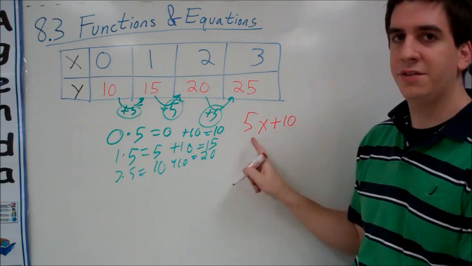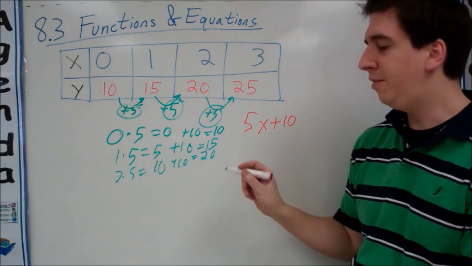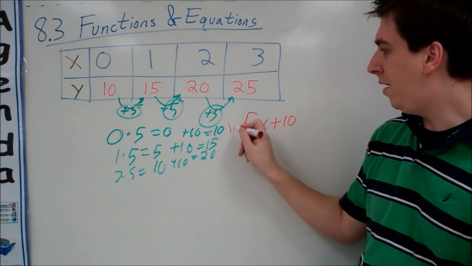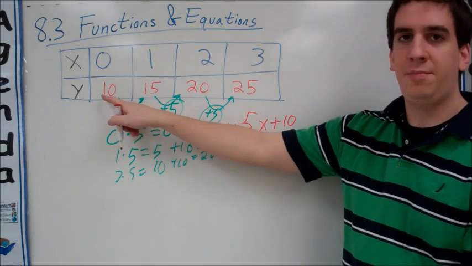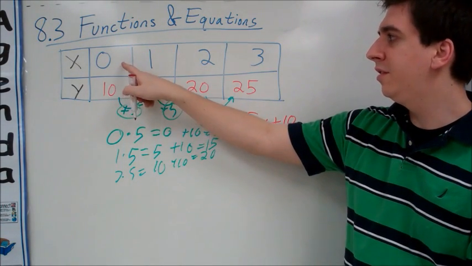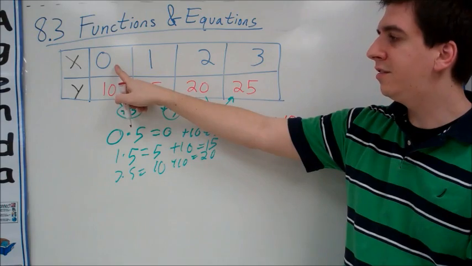We have an expression here. This is what we worked with before. To make this into an equation, we're going to put y equals this. Because whenever we had an output y, it always equaled our 5 times x plus 10.